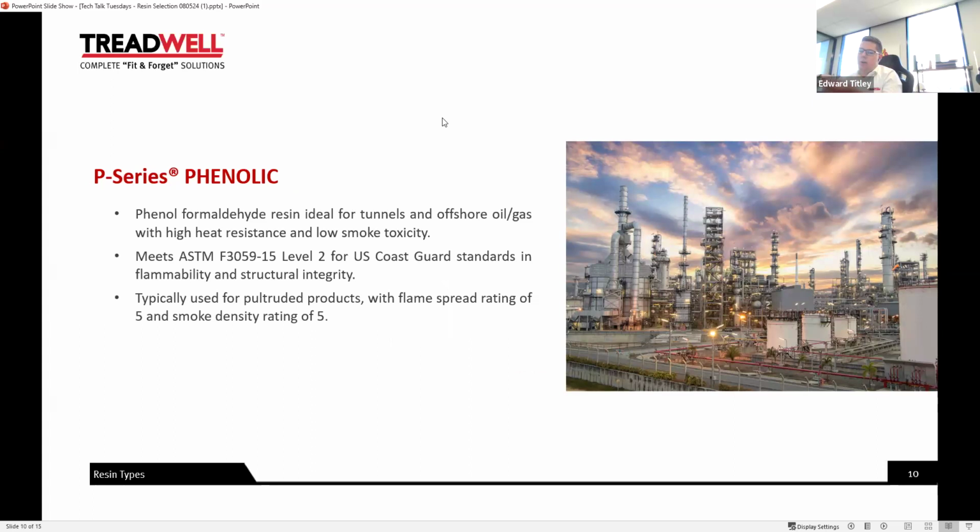And then the last resin type that we commonly would get involved in is P series resin. P series is a phenol formaldehyde resin, ideal for tunnels and offshore oil and gas. And that's due to two specific characteristics. One is the very high heat resistance, and second is the low smoke characteristic of the product when a fire is encountered.